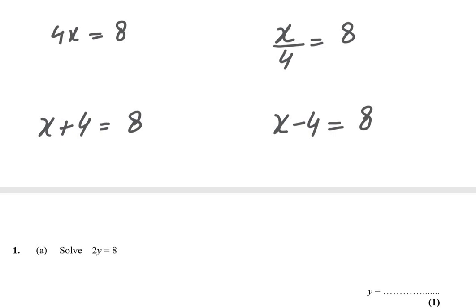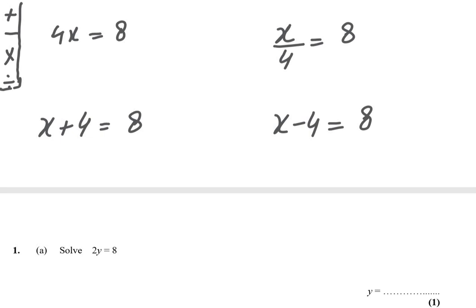So you need to check the connection, which means you could have four connections: plus, minus, times, and divide. So four connections, this is very important. Do you see any connection here? We don't have a plus, minus, or divide here, so we have a times. If there's nothing there, it means there's a times between 4 and x. So what we're gonna do is the opposite.